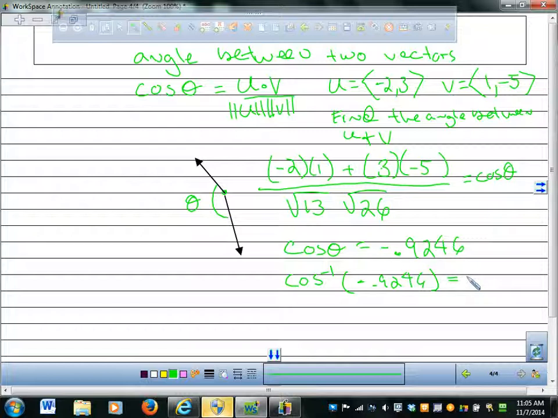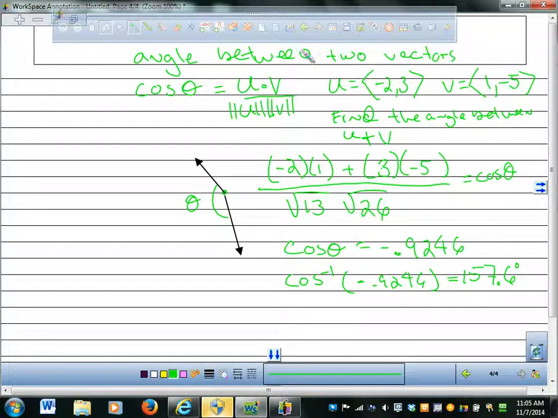And you get out 157.6 degrees. Questions about that? What was I saying about negative? Because this is a negative, that's got to be an obtuse angle, right? Because inverse cosine is negative in the second quadrant. Okay?